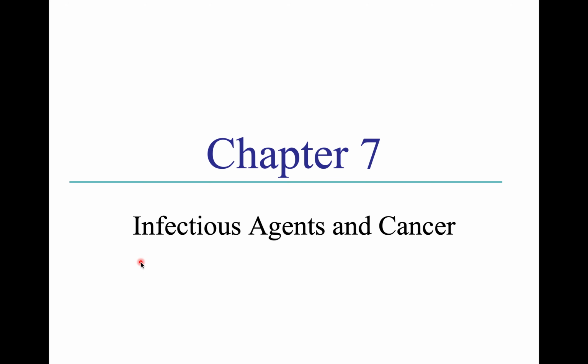In Chapter 7, we will be discussing infectious agents and cancer. I'm going to have this chapter split into two videos. In the first video, first half, I will give you just a little bit of background, and then I'm going to talk about examples of infectious agents that are linked to cancer. And then in the second half, second video, I'll focus more on mechanisms. So how is it that these infectious agents are causing cancer?